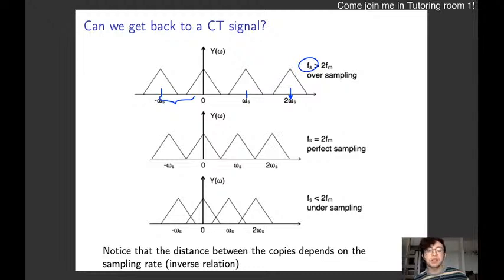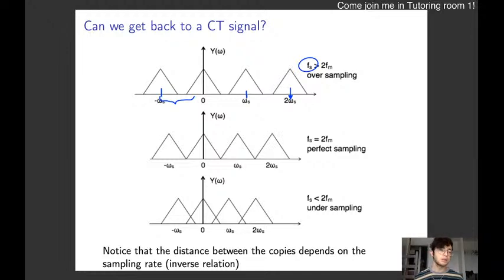So we notice that there's an inverse relation between the sampling frequency, fs, and, that should be a proportional sign, this is proportional to the distance. I'm just going to try to reduce my writing. But anyway, higher sampling rate, more distance in the spectrum.